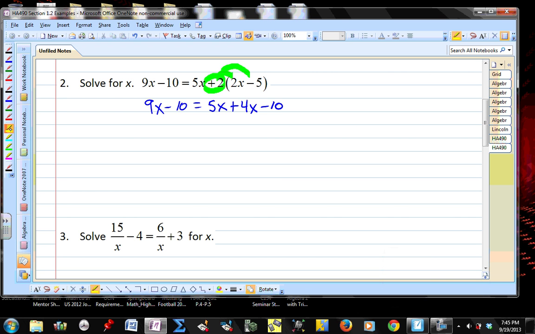And now you can see we have like terms on the right side. We got 5x plus 4x. And let's see what happens now when we combine these. We get 9x minus 10 equals 9x minus 10.